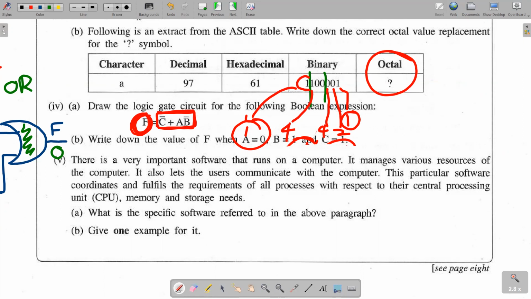There's only one of this kind, which is the operating system. Better you say operating system, the full word. Give one example for it. There are many. Windows, Macintosh, Linux, there are many.